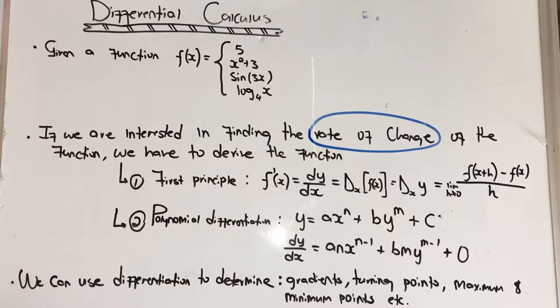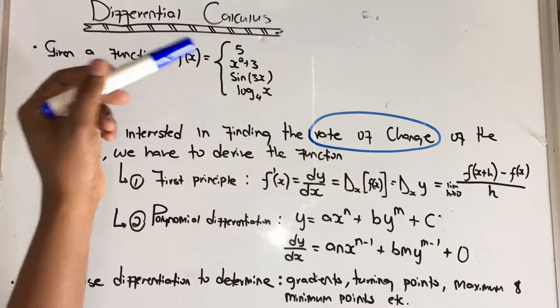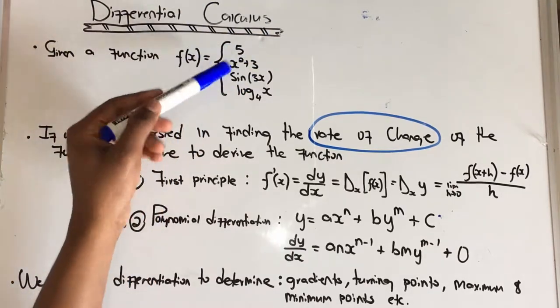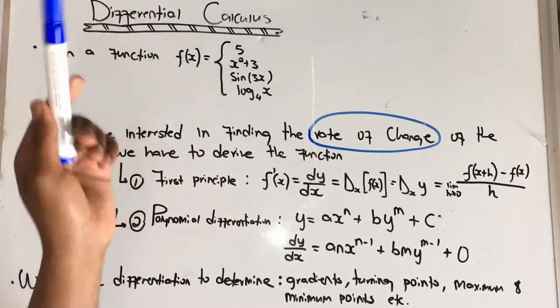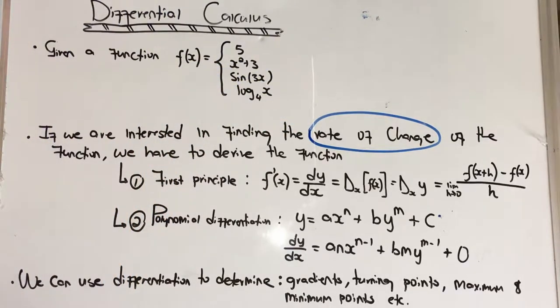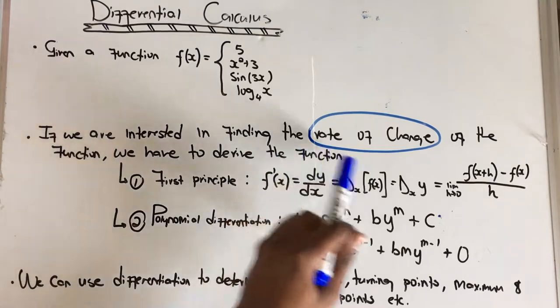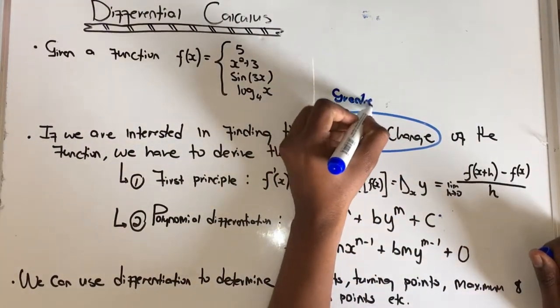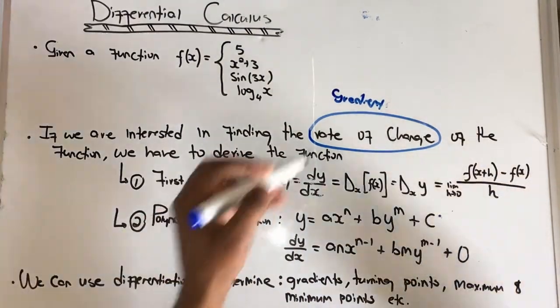So today, I'm going to talk about differential calculus. We will take any function, let's just say f of x. That function f of x can be x squared plus 3, it can be sine of 3x, it can be any function. And I'm really interested in finding the rate of change, which is the gradient of that function at any point.